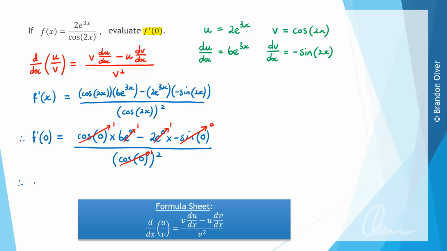So therefore, the derivative f dashed evaluated at 0 is simply going to equal, and on the top line we've got 1 times 6 times 1 for the first term, so that gives 6, and then we subtract away 2 times 1 times 0, which will just give 0, and then the bottom line just has 1 squared, which is simply 1. So therefore, f dashed of 0, which is what we were asked for in the question, is simply equal to 6 divided by 1, which is equal to 6, and that is the final answer for this question.